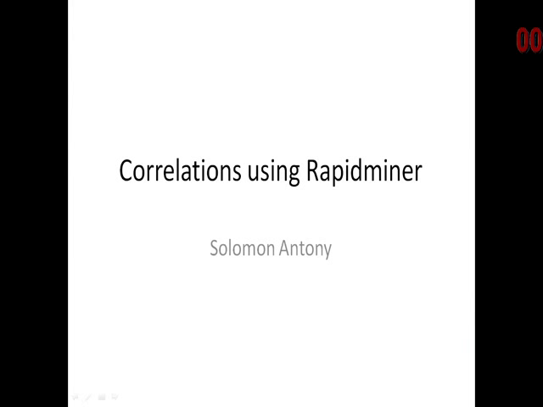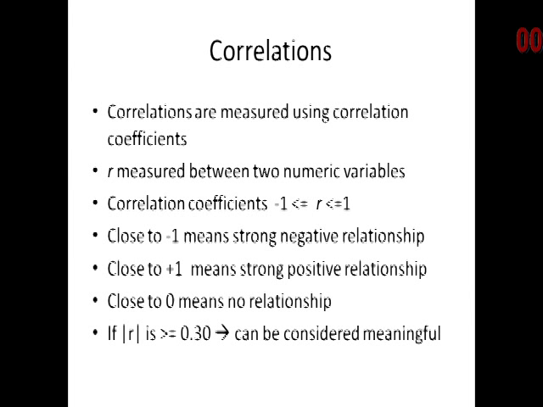Hello. In this session, I want to show you how to do correlations using RapidMiner. Last class session, we looked at the conceptual basis of correlations, and today we're going to see how to do it using RapidMiner. Correlations are essentially useful statistics for figuring out relationships between variables. And they are usually measured using correlation coefficients.